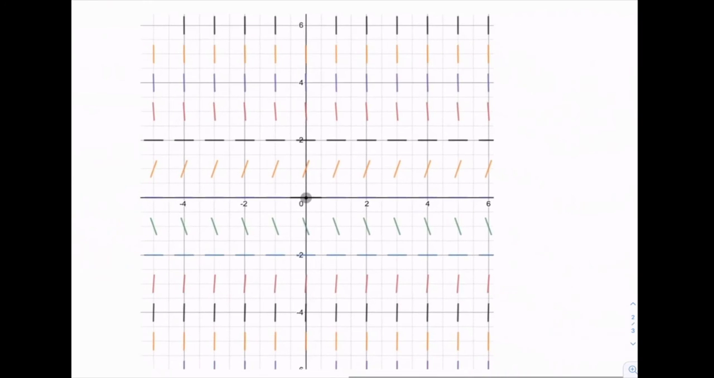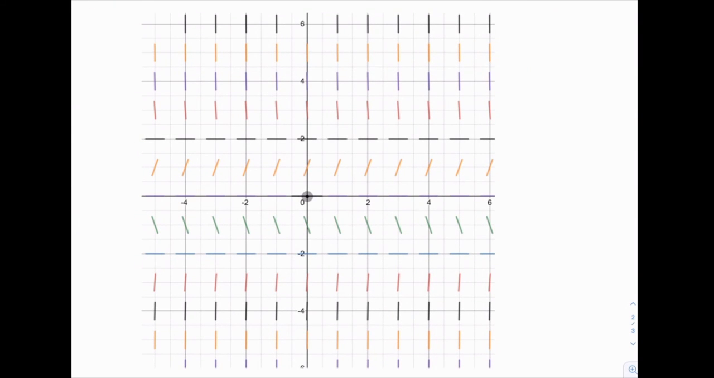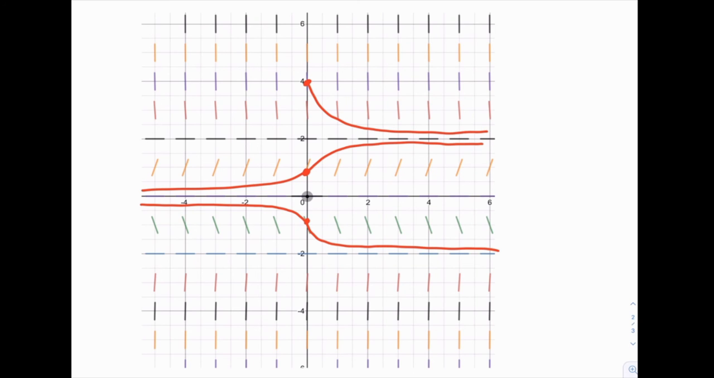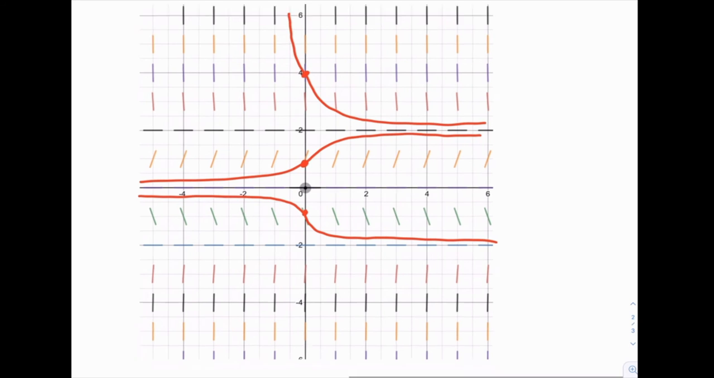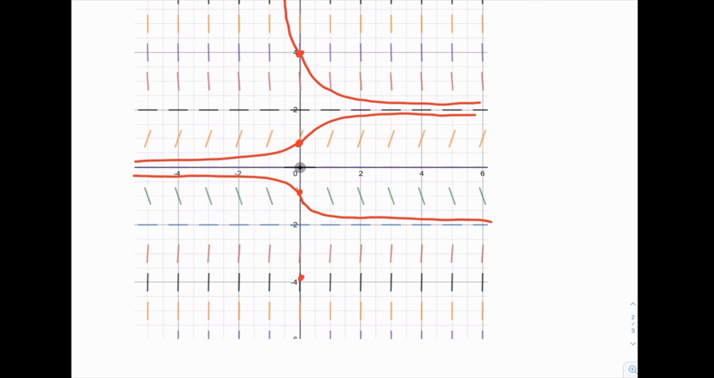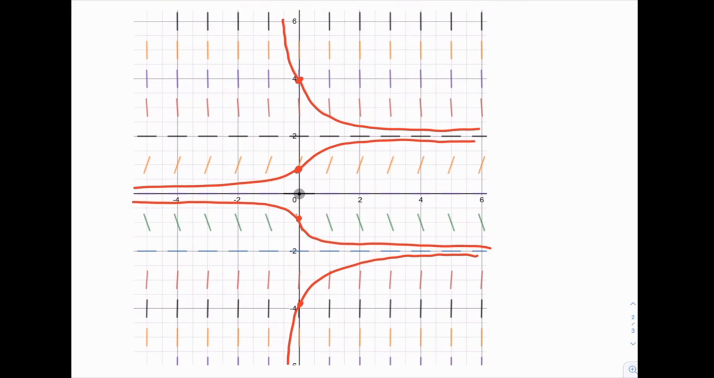But since we have the graph to look at, we can just observe what's happening here. So solutions around 0, above it, they're increasing. Below it, they're decreasing. And then around positive 2, solutions above it are decreasing, solutions below it are increasing, and so on. So we have an equilibrium at y equals 2, y equals 0, and y equals negative 2.